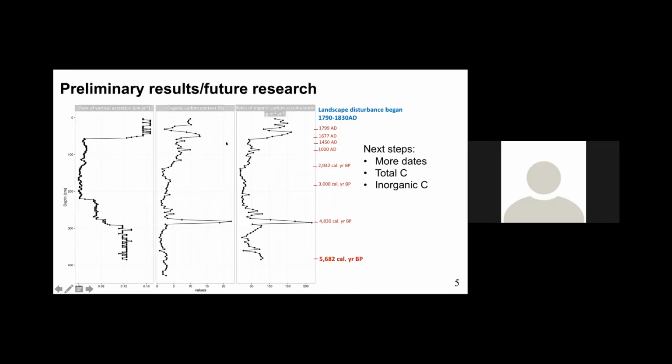So some of our next steps will be getting more dates, particularly in the top core, so we can have higher resolution here to see what's been going on in more recent years, as well as doing elemental analyses to measure total and inorganic carbon. And this will help us better estimate the total carbon stock and rates of carbon accumulation. And overall, to help us address our objectives to understand freshwater marshes as net carbon sinks.